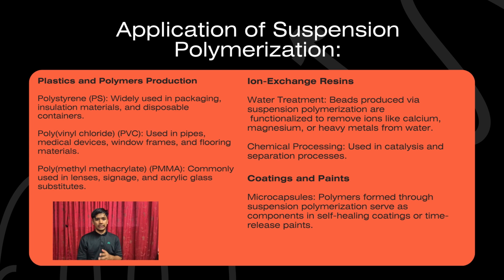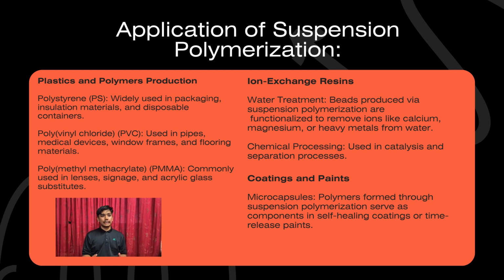Chemical processing is used in catalysts and separation processes. And last but not least, it is used for coatings and paints. The microcapsules in the polymers formed through suspension polymerization serve as components in self-healing coatings or time-release paints.